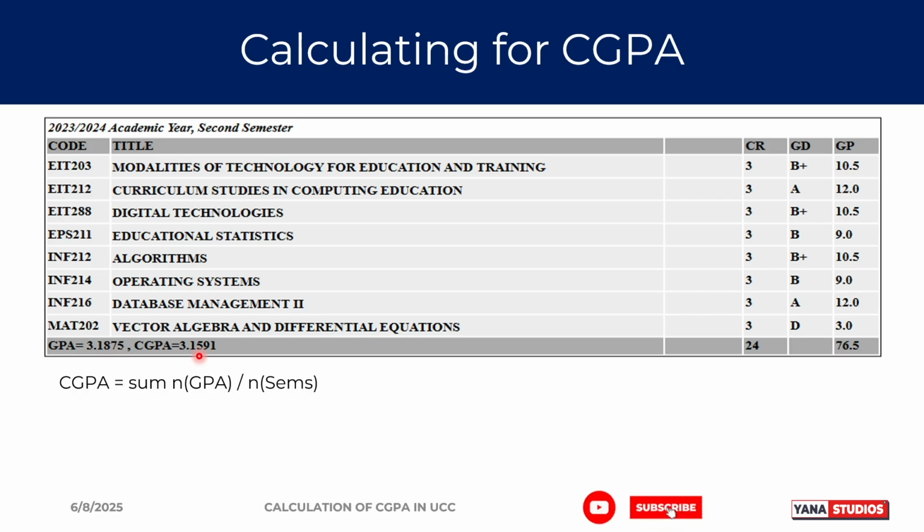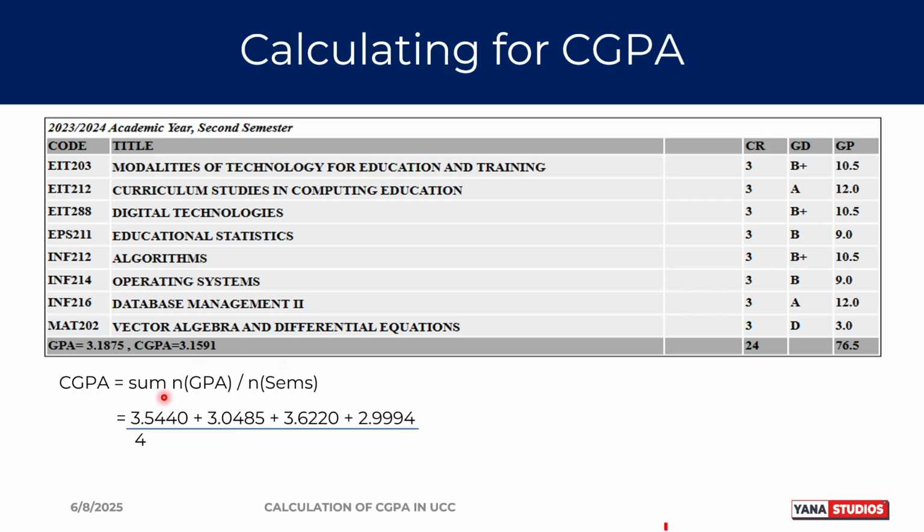Let's calculate for the CGPA. So taking the CGPA, there are previous results, because I think this is for level 200, right? Meaning level 200 second semester. Hence, there are already 3 semesters that they've done. So taking this result, we have to sum the GPAs from this semester and the previous semesters. You have the sum of the 4 semesters right here. Then we divide by the number of semesters that we've added.